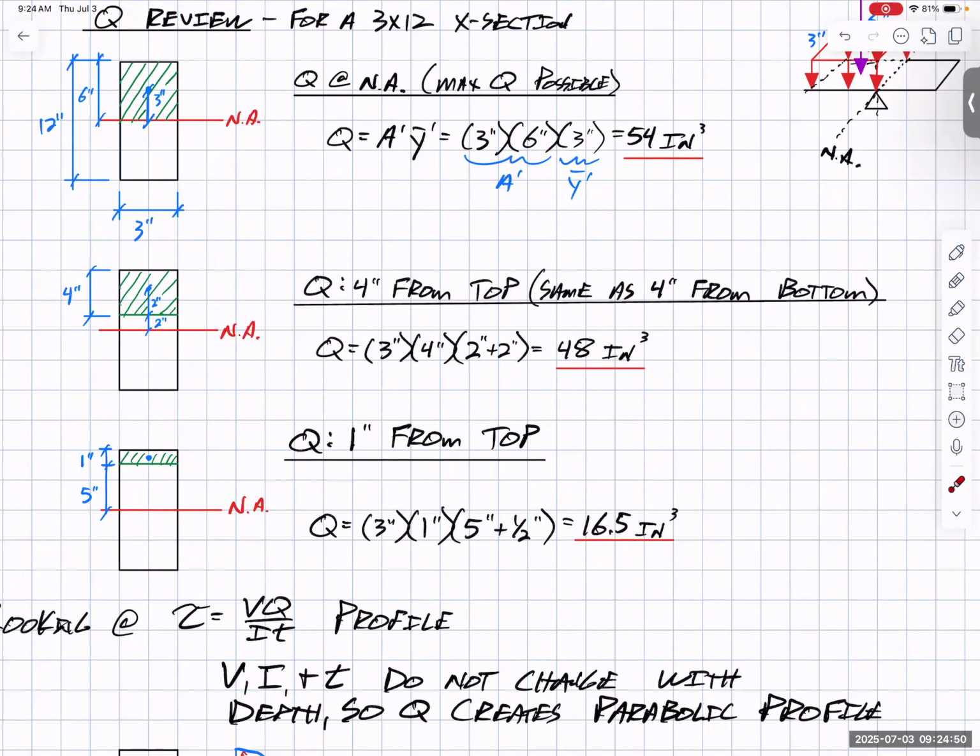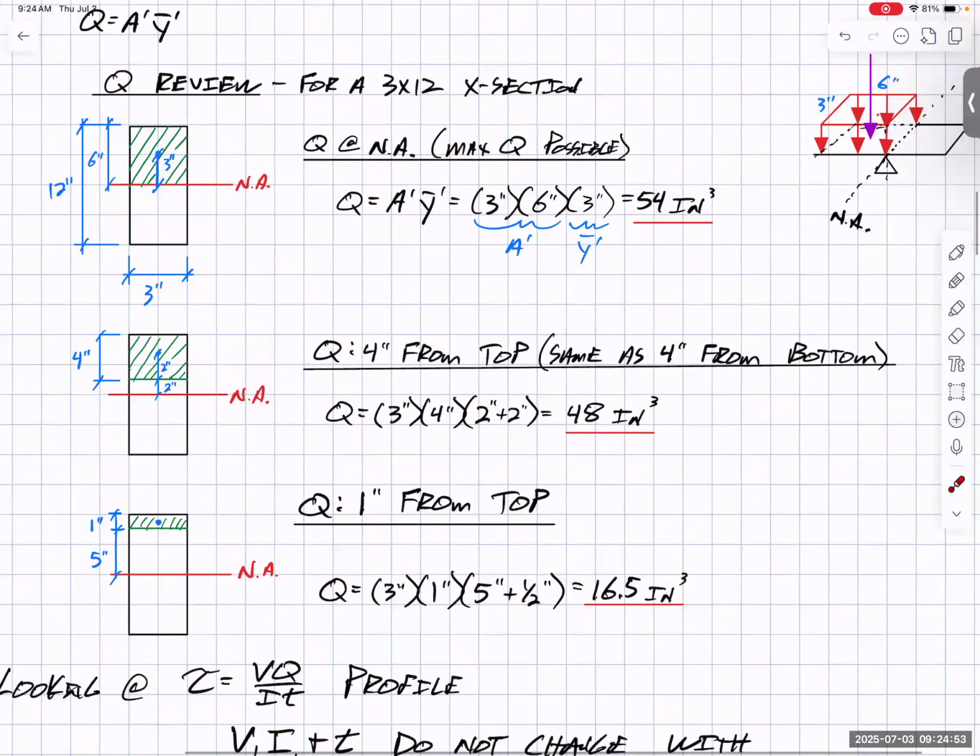But what happens is with this Q, it varies based on where we are looking on the cross section. So let's say we want to know the Q 4 inches down from the top. Because it's 6 inches, that means 2 inches up from the neutral axis. Okay, well, the area is pretty easy because this width is still 3, this height is still 4, so I have 3 times 4. What am I doing for the centroid distance away from the neutral axis? Well, the centroid, because it's 4, half of 4 is 2, but I have to get all the way down to that neutral axis, so I add that other 2. 2 plus 2 is 4, giving me 48 inches cubed.